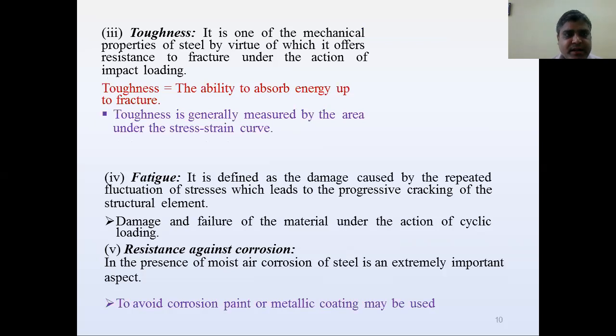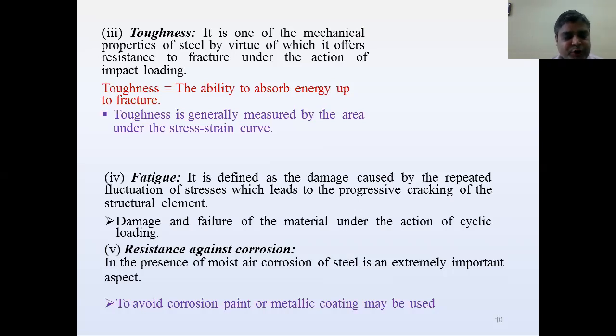Now the third one is toughness. It is one of the mechanical properties of steel by virtue of which it offers resistance to fracture under the action of impact loading. Toughness is equal to the ability to absorb energy up to fracture. Before fracture, toughness will be considered. Toughness is generally measured by the area under the stress-strain curve.